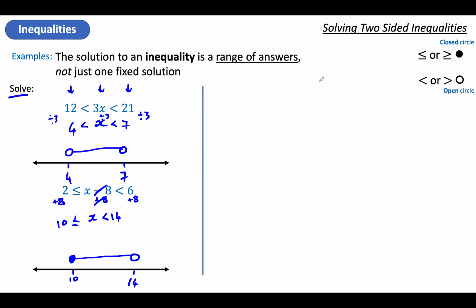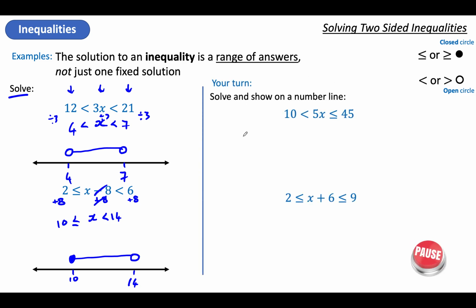Okay, just try those. Now remember, what you do to one section of the inequality, you must do to all 3 sections. All right, so pause the video, unpause when you're done, and put them on a number line, please.